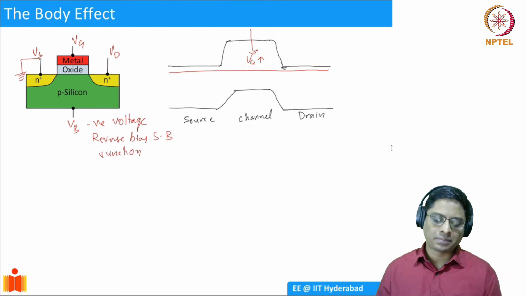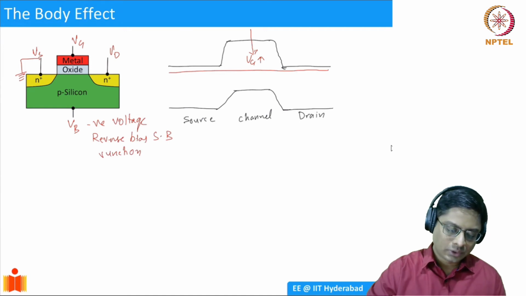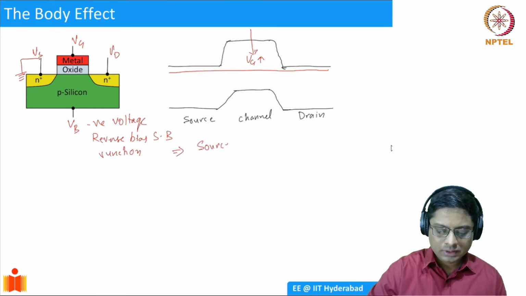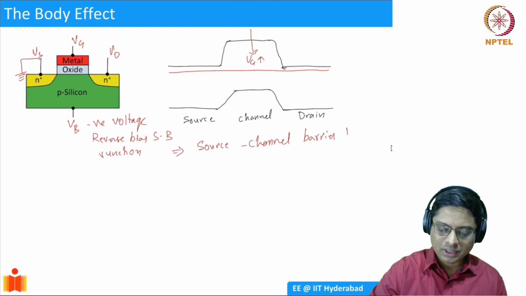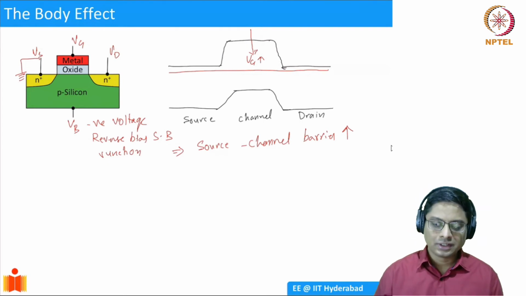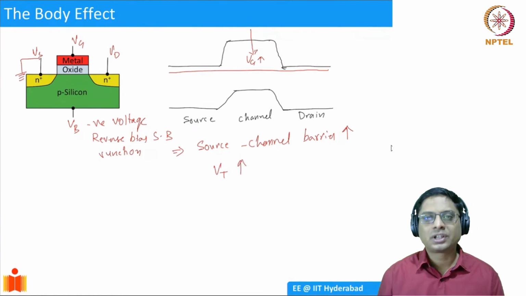What will happen when you apply a reverse bias? The bands move up, right? So when you reverse bias, the source channel barrier becomes larger. Source channel barrier increases. When the barrier increases, the gate has to work harder, right? So VT increases so that we get the same level of current flow.